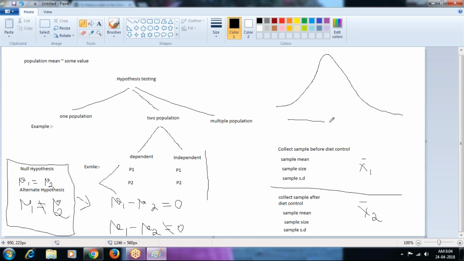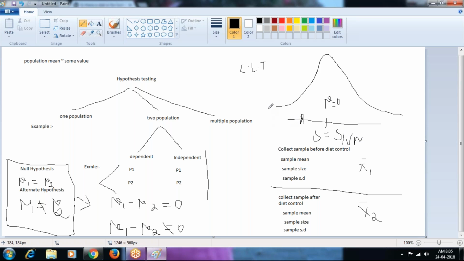Again, you can use the same central limit theorem. So this x1 bar minus x2 bar is a sample collected from this sampling distribution. The mean, mu, will be 0, and your standard deviation will be s over root n.